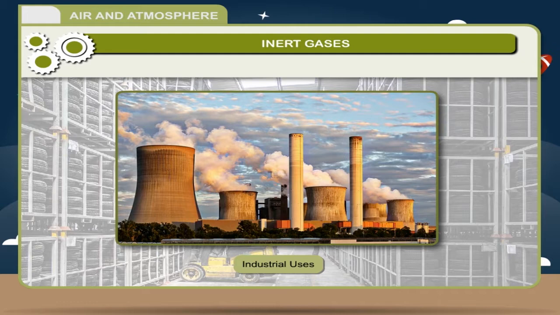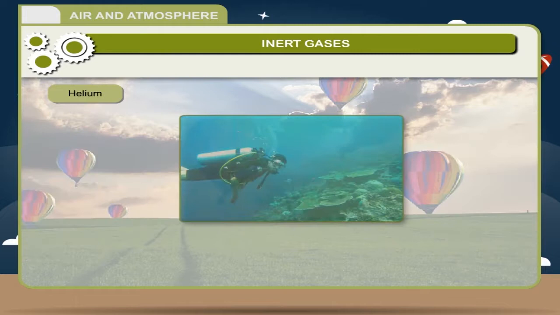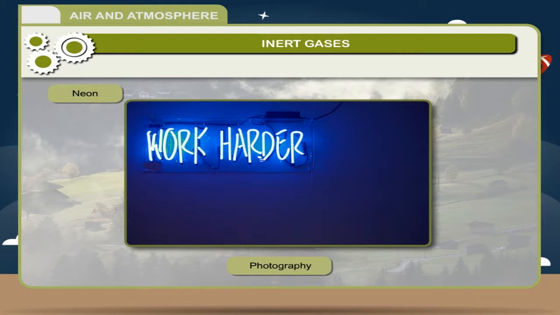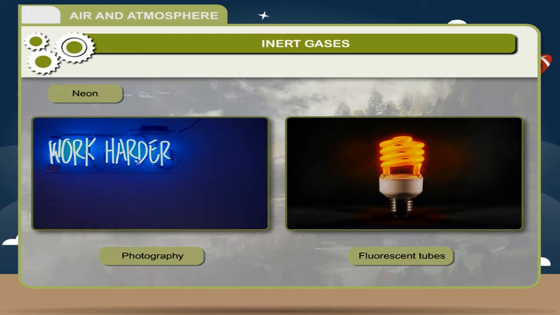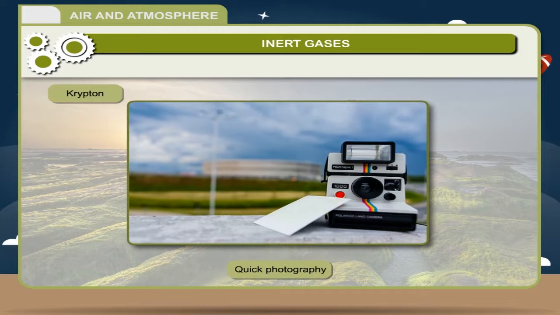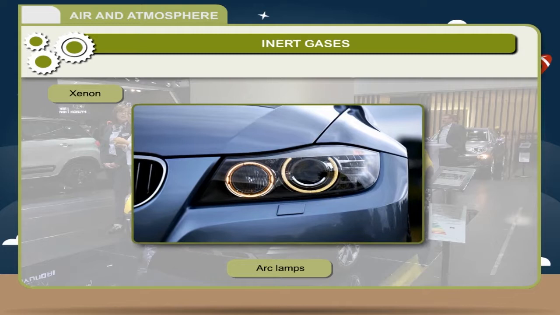Helium. It is used as gas in airships and weather balloons. Helium is mixed with O2 to inhale during deep sea diving. Neon. Neon is used in photography and also in fluorescent tubes along with other inert gases. Argon. It is used for filling electric bulbs. Krypton. It is used in quick photography and also used in electric tubes to test leakage of voltage. Xenon. It acts as an anesthetic and is used in arc lamps.